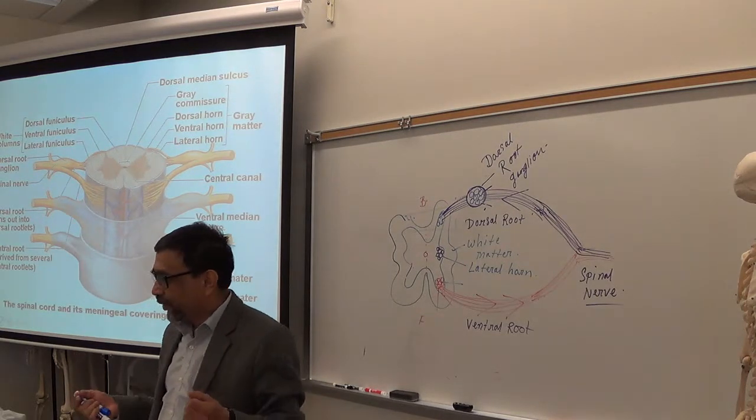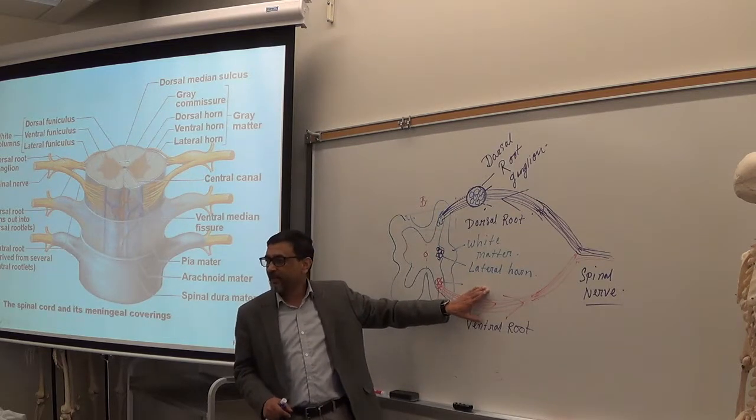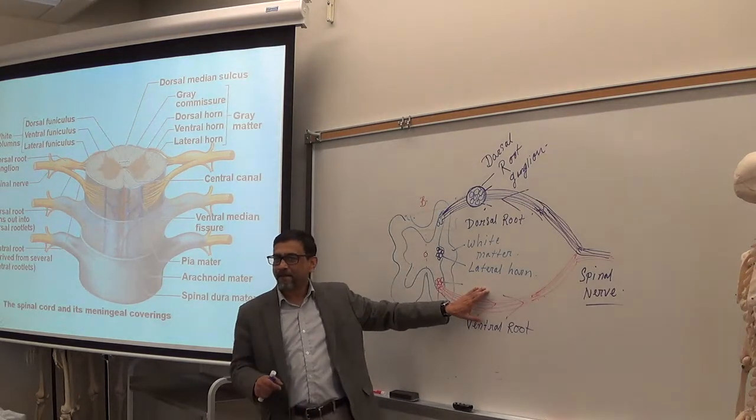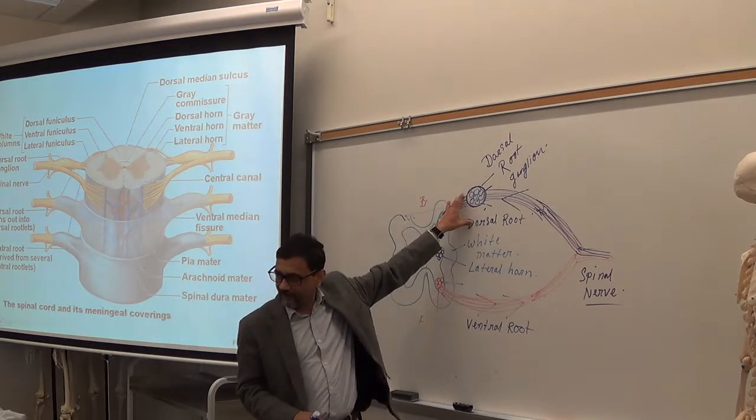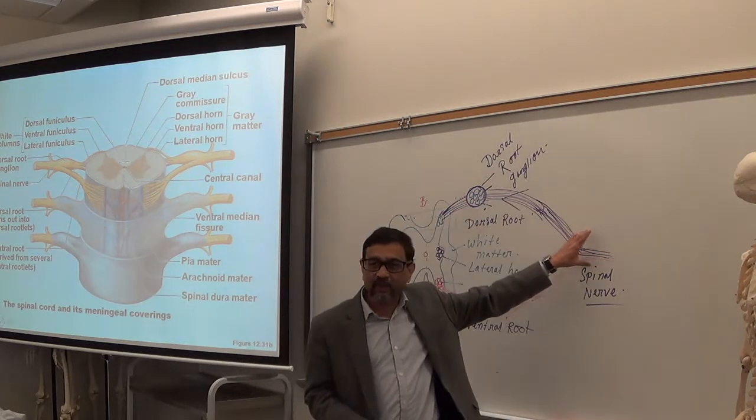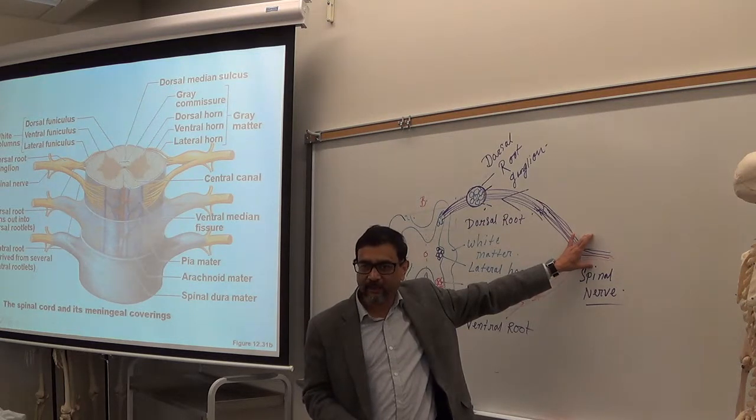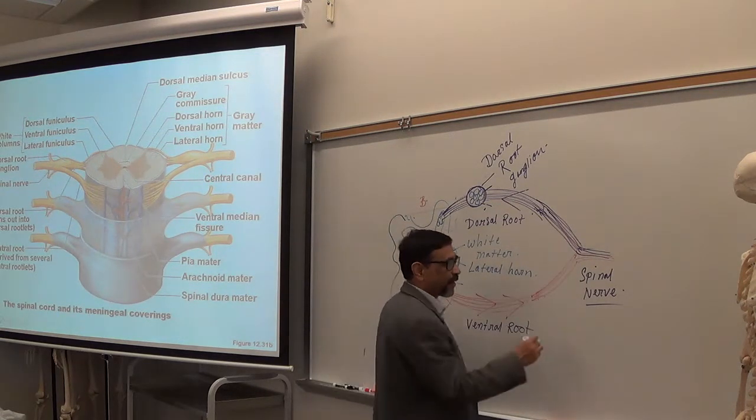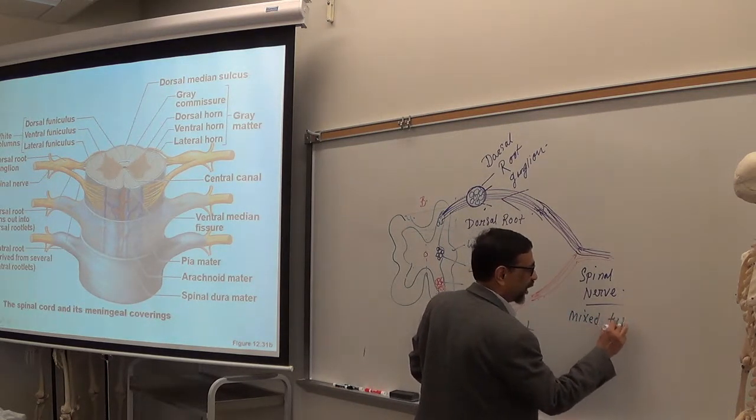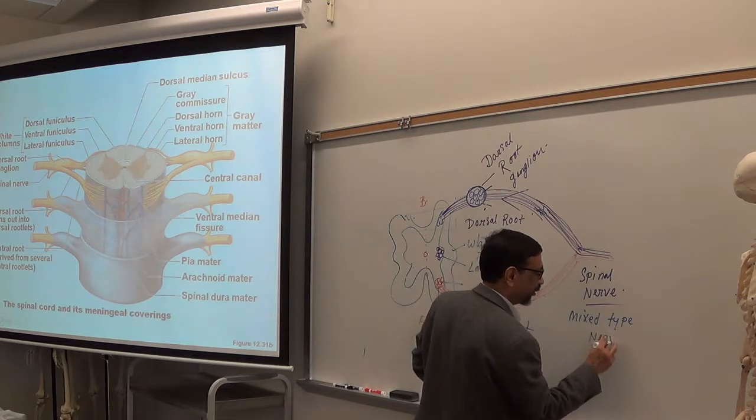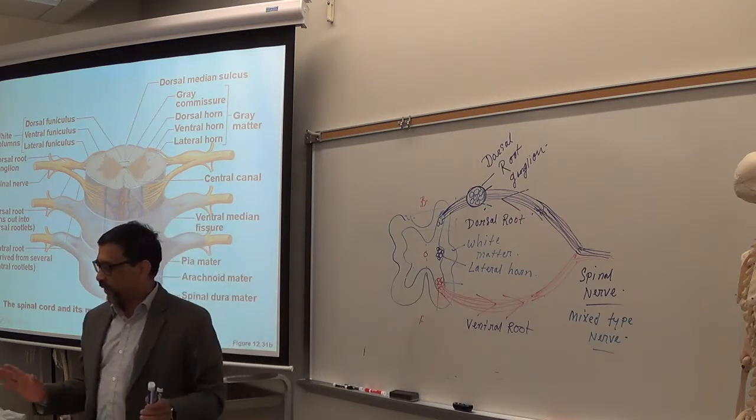Okay? So now you tell me, if I ask you in the test that the ventral root contains what type of fibers? Sensory or motor? Motor, right? Dorsal root contains sensory. Spinal nerve contains what? Both, right? So mixed, sensory and motor. That's why we say spinal nerves are mixed type nerves, because they have both sensory and motor.